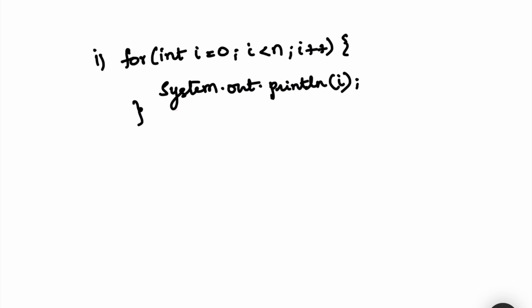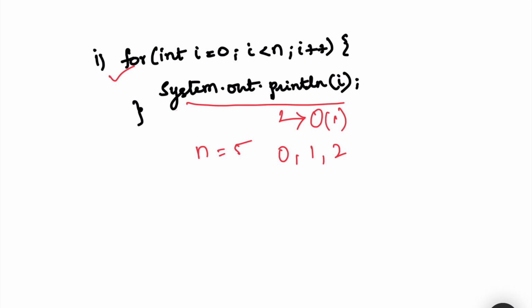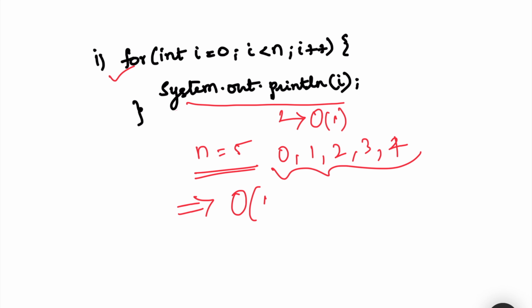So the first example we have is a simple for loop with a single statement. Since this is just a print statement, we can consider it constant time, so Big O of 1. Now we have to calculate the time complexity for this for loop, that means how many times it runs for the input size n. If the input size is 5, then this System.out.println will get executed for iteration 0, 1, 2, 3 and 4. That means 5 times, which is equal to the input size n. That means it is growing linearly.